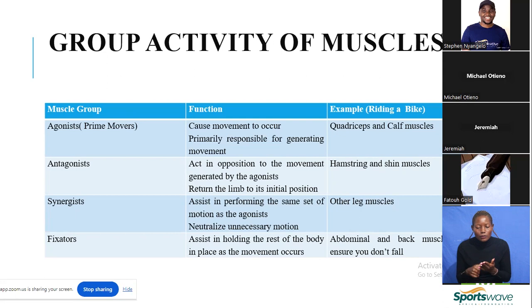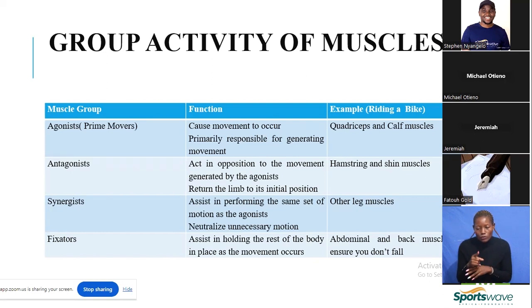Then the synergists assist in performing that motion and neutralize unnecessary motion. That is the other leg muscles. And then the fixators assist in holding the rest of the body in place as the movement occurs. That is the abdominal and the back muscles when you're riding a bike. This is just an example to show you a group activity, how the muscles operate in one particular type of movement. There are various movements that we have in sports, and there are 1,000,001 muscles that operate in groups and bring out that quality of movement that you want.